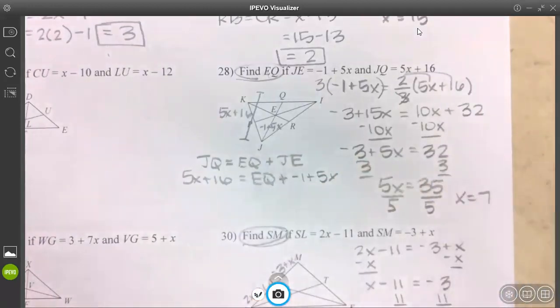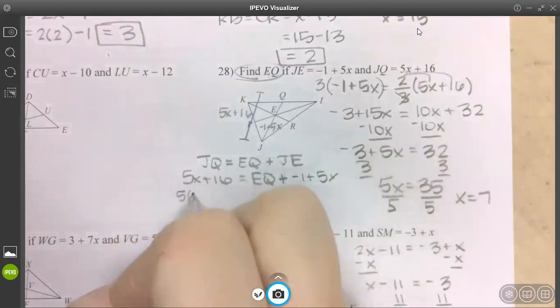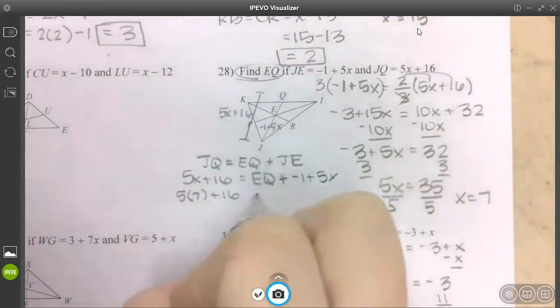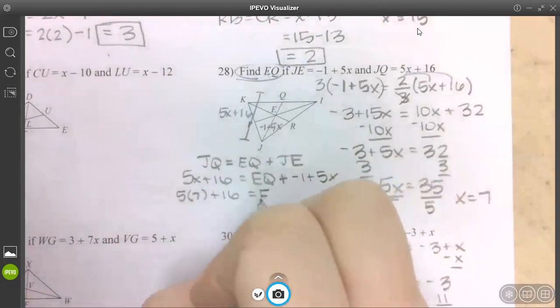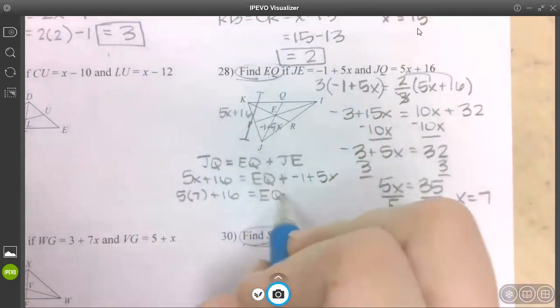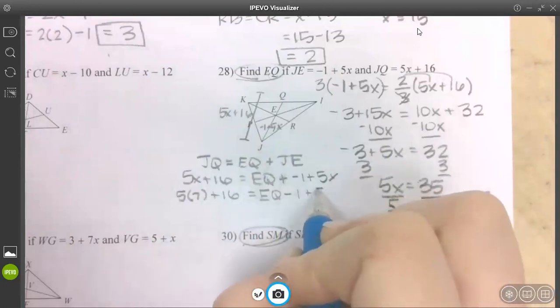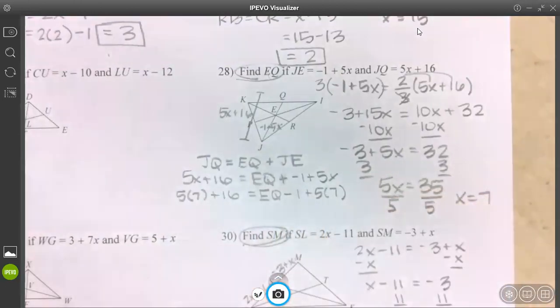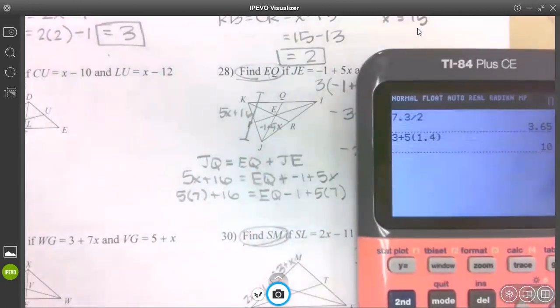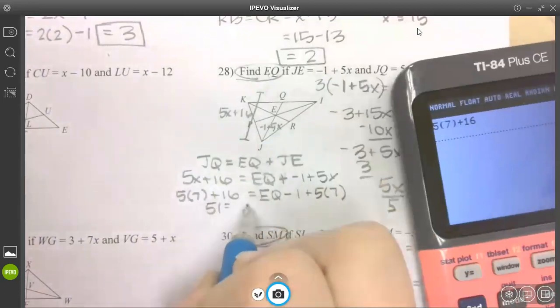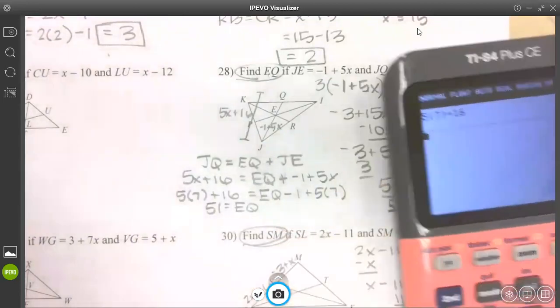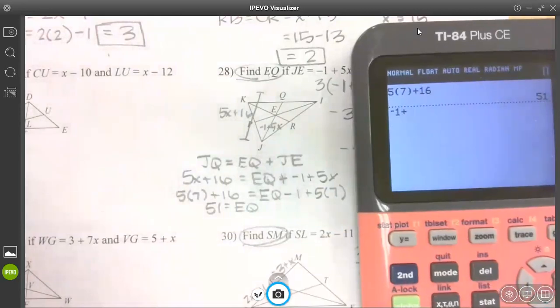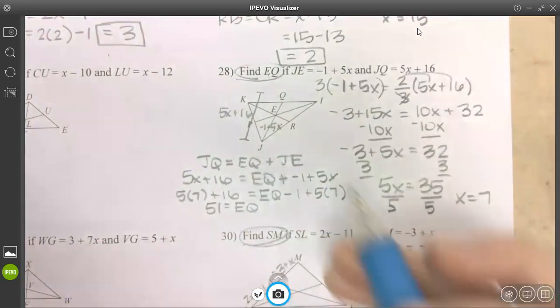We also know that x is 7, so we can plug it in. 5 times 7 plus 16 equals whatever EQ is, and -1 plus 5 times 7. If I put these in my calculator, 5 times 7 plus 16 gives me 51. And then -1 plus 5 times 7 is 35, gives me 34.